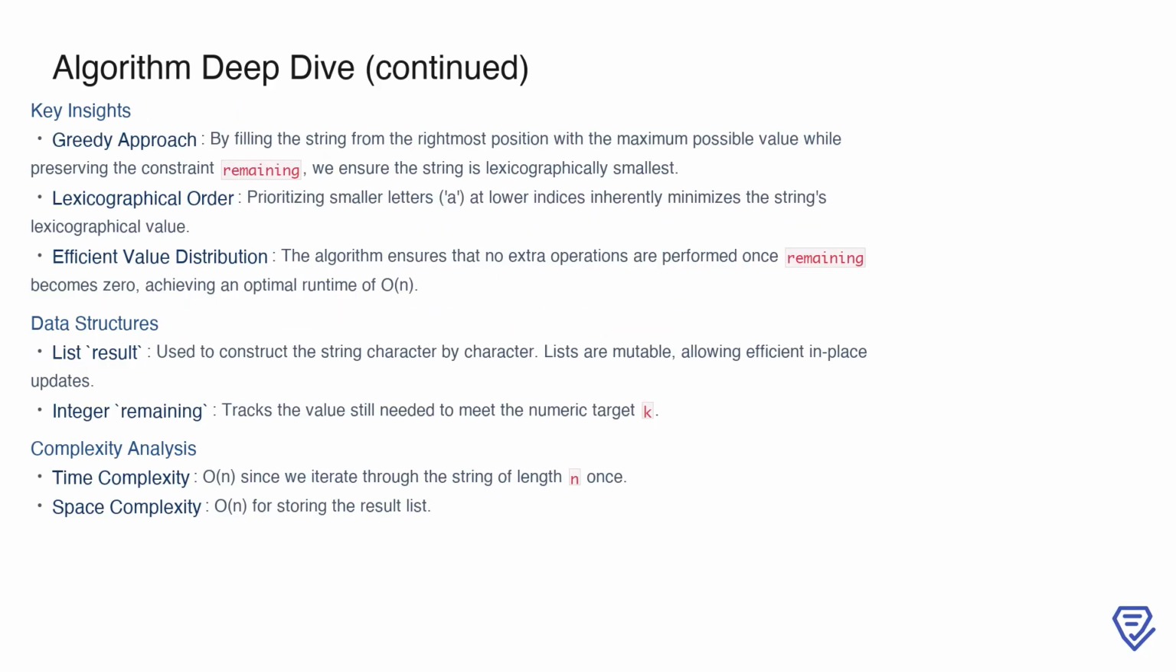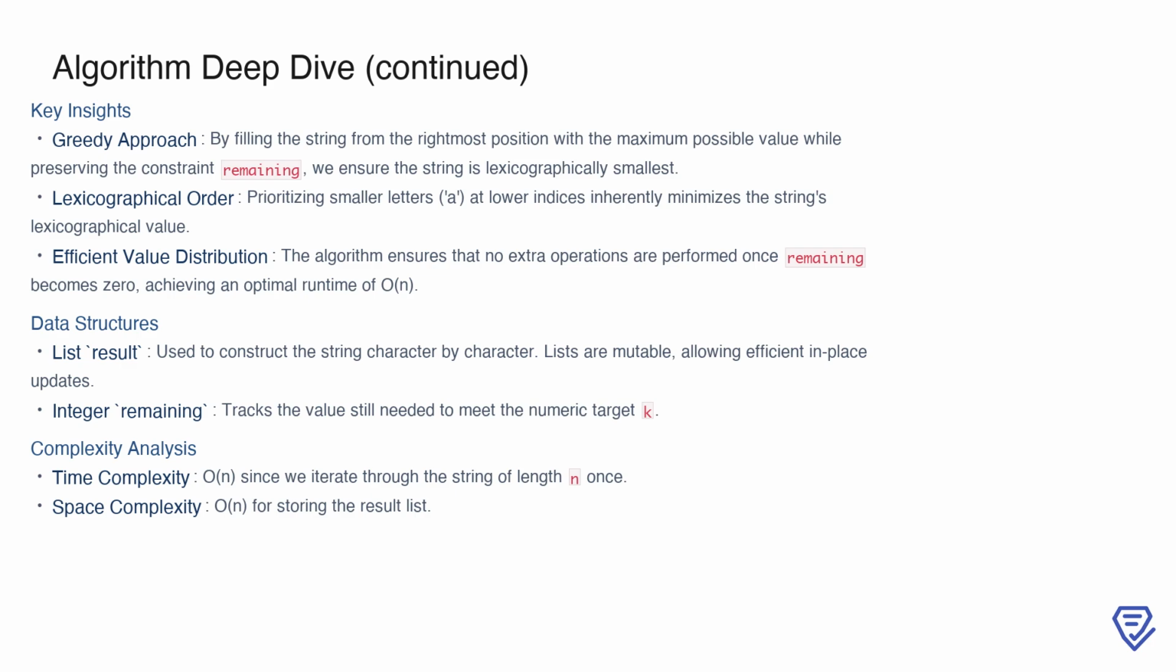The design of this solution is driven by a greedy approach, where we systematically distribute the remaining value across the string from the rightmost position to minimize the lexicographical order. By always prioritizing smaller letters at the lower indices, we ensure the string remains as minimal as possible. This approach is highly efficient because we stop distributing values as soon as the remaining value reaches 0, avoiding unnecessary operations. The key data structures involved include the result list, which allows in-place updates for constructing the string, and the remaining variable, which tracks the value still required to meet the target k.